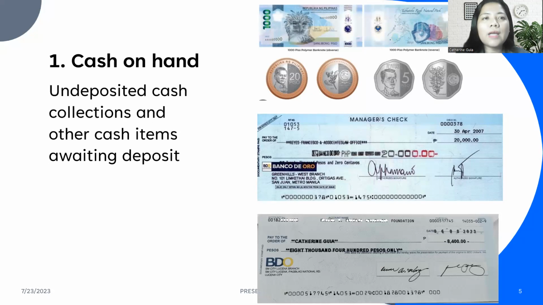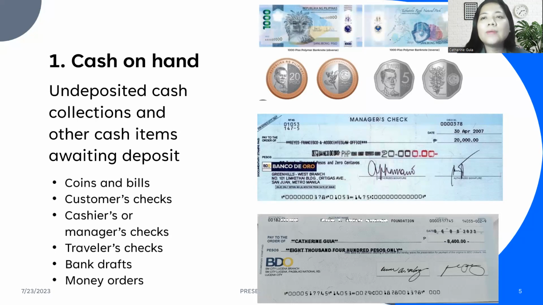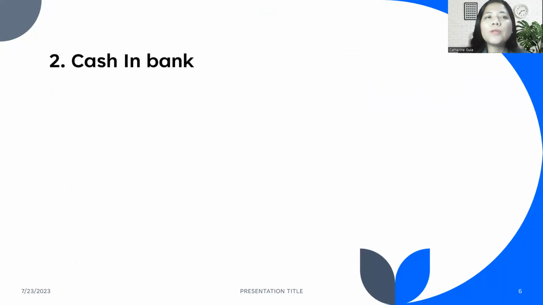When we say cash on hand, it refers to undeposited cash collections, your cash collections on hand, basically, and other cash items awaiting deposit. What are those cash on hand? As mentioned, we have here coins and bills, the customer checks, cashier's or manager's check, traveler's check, bank drafts, and money orders.